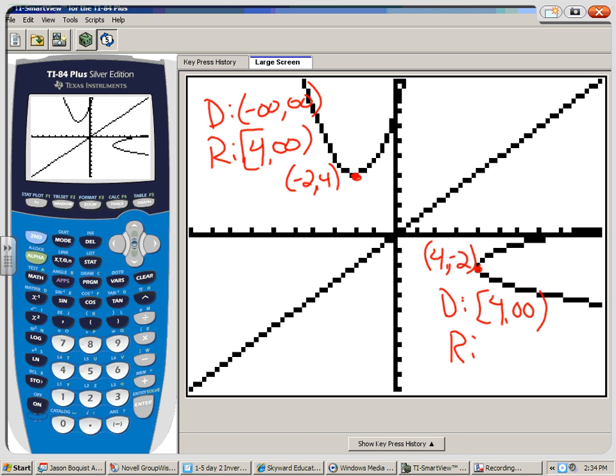Is something going to be graphed way down there? Yeah, something graphed way up there. Yes, there is. Okay.